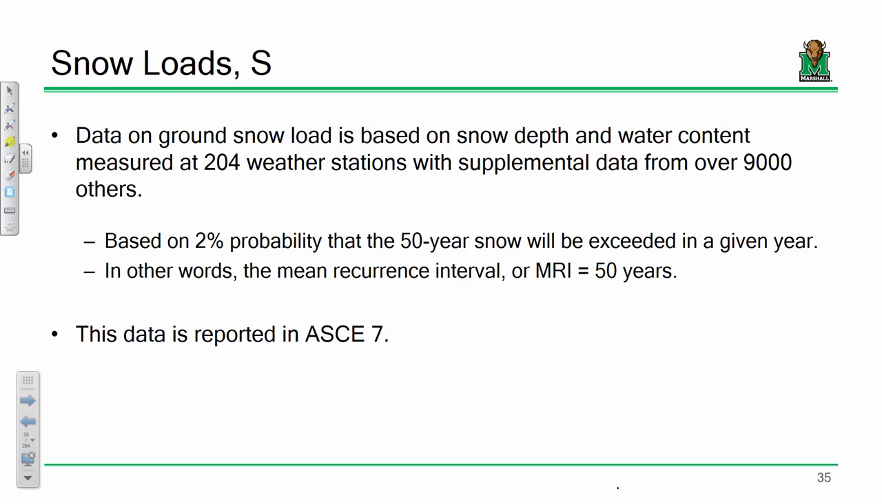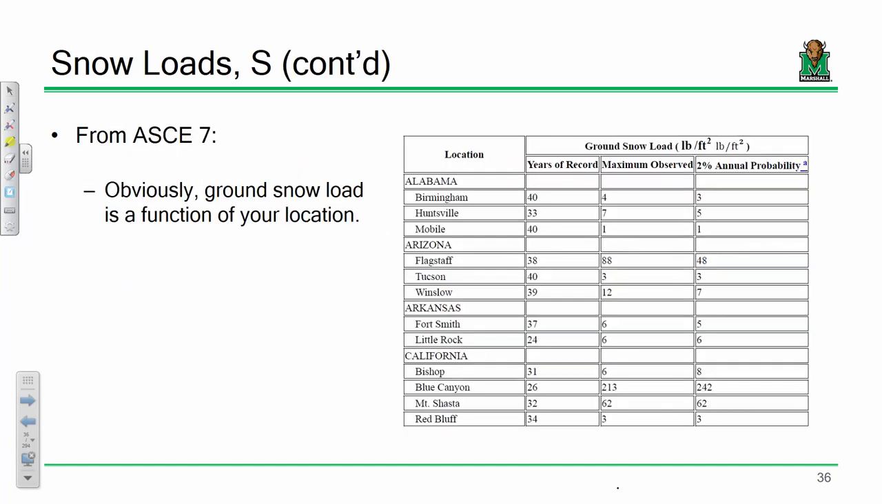When we design for snow, the spec says we design off of the 50-year snow. In other words, the 2% probability that snow will be exceeded in a given year, or a mean recurrence interval of 50 years. If you remember that hazard tool that we used in steel design, we're going to use that tool today as well, an MRI of 50 years. That's what we're talking about.